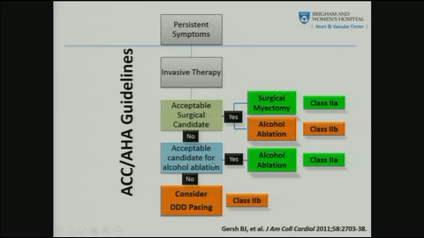If patients are not acceptable surgical candidates, but they are acceptable for alcohol ablation, that means they have suitable anatomy, including the appropriate septal perforators, they can be referred for alcohol ablation, and that then has a higher level indication because these are not surgical candidates.